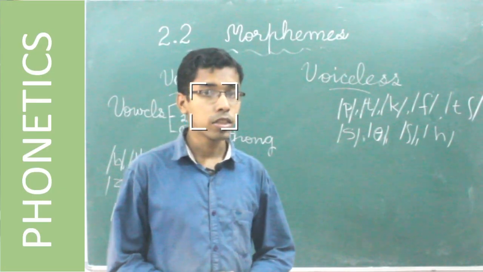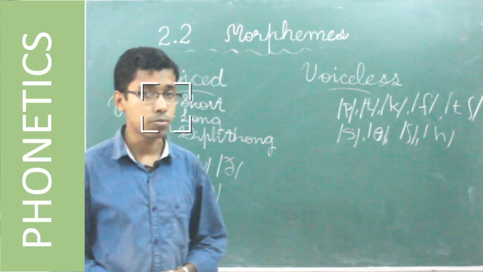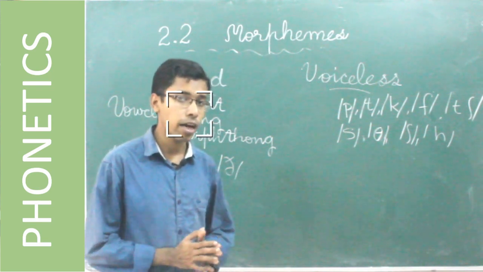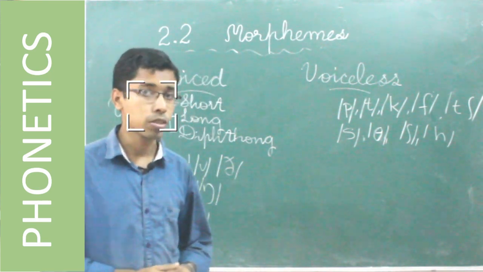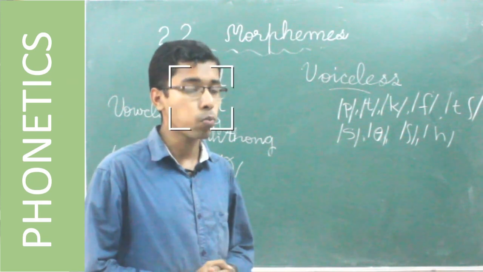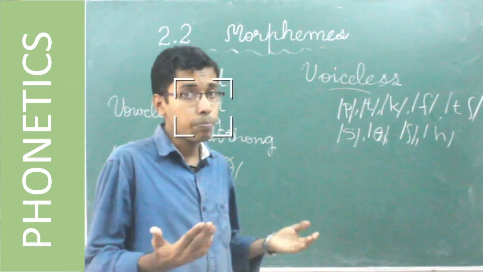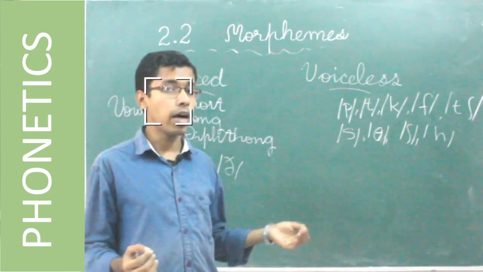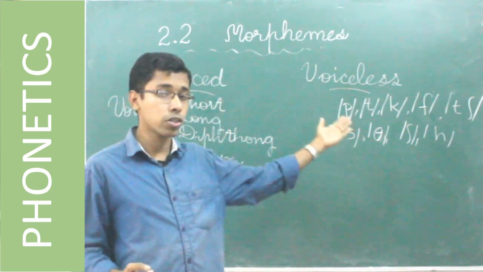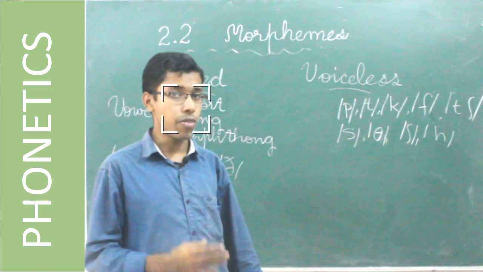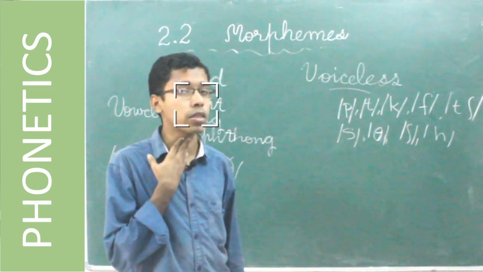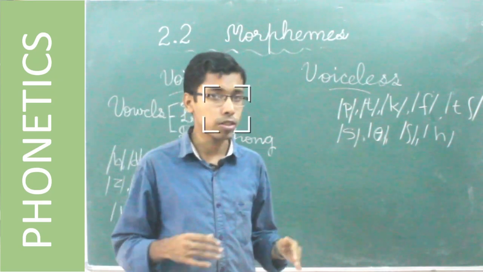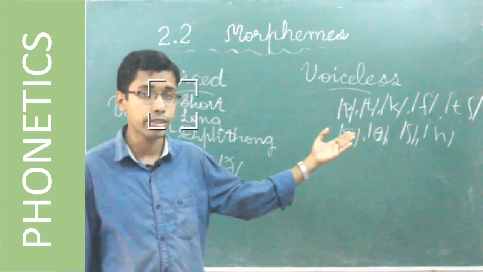Dear friends, before entering into the morphemes, I'd like to discuss with you the voiced and voiceless phonemes that we saw in level 1. It is a part of revision. So, what is a voiced phoneme and voiceless phoneme? There is the vibration of the vocal cord, that is voiced. And if there is no vibration of the vocal cord, that is voiceless.